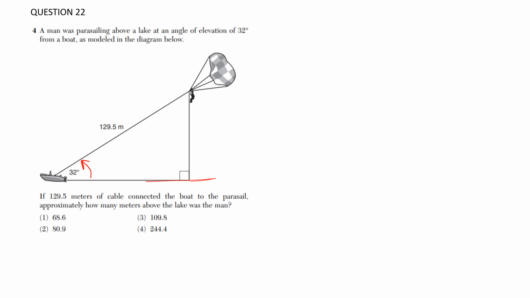So this should pop out to you immediately as a trig question, right? We have a right triangle, so that's good. We got an angle here, 32 degrees, and we have this 129.5. It's asking us how high above the lake was the man. So the lake is here. We'll call this height equals 0, right? We're looking for this here. We're looking for that distance, h.